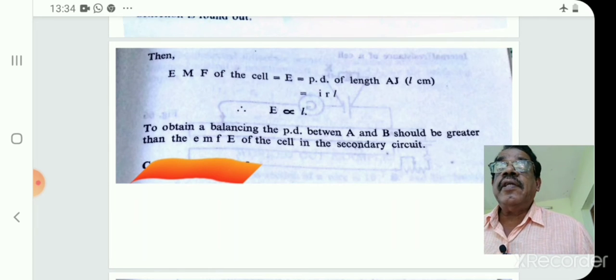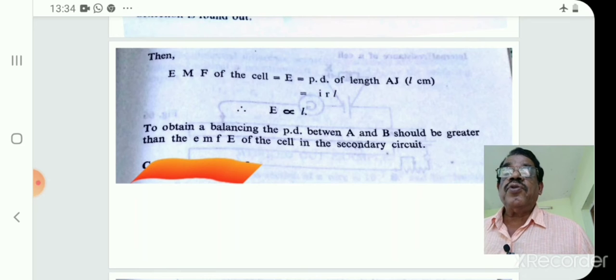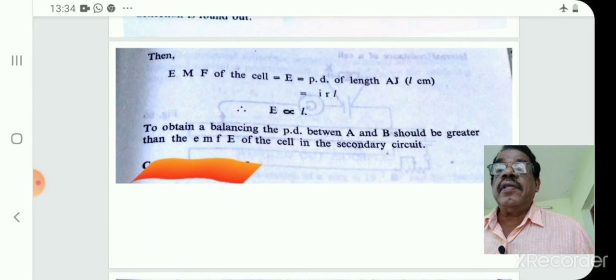To obtain a balancing point, the PD between A and B should be greater than the EMF E of the cell in the secondary circuit. For that, we use a 2-volt battery. Usually, a lead accumulator is used. Then only we can use a Leclanche cell or a Daniell cell of a low voltage in the secondary circuit. The primary voltage should always be higher than the voltage of the cell in the secondary circuit. Otherwise, we will not get a balancing point.